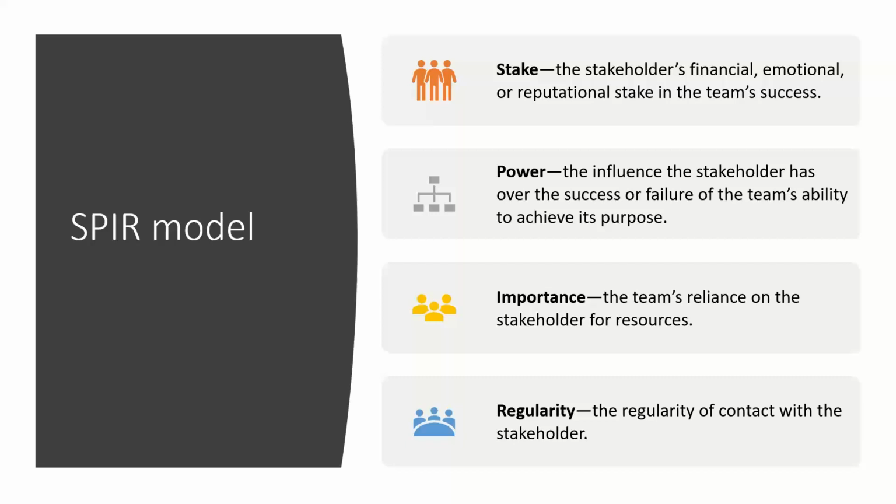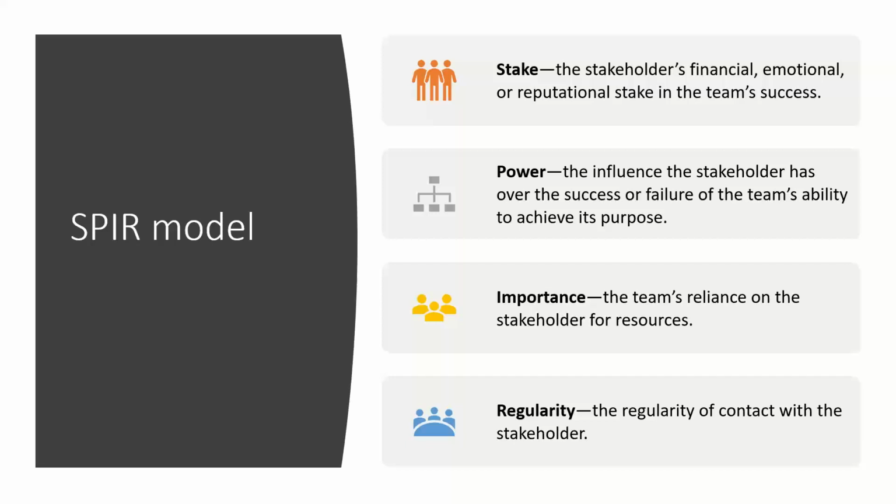And I use SPIR. S is stake, P is power, I is importance, and R is regularity. So let's just quickly go over those so you understand that. What you do is you rate your stakeholders on a scale of 5, 4, 3, 2, 1. 5 is high, 1 is low. So what I'm looking at is rating each stakeholder on a scale of 1 to 5 using these parameters. And whatever stakeholders end up with the highest result, you could argue we've identified these stakeholders as the most influential in terms of our team success.